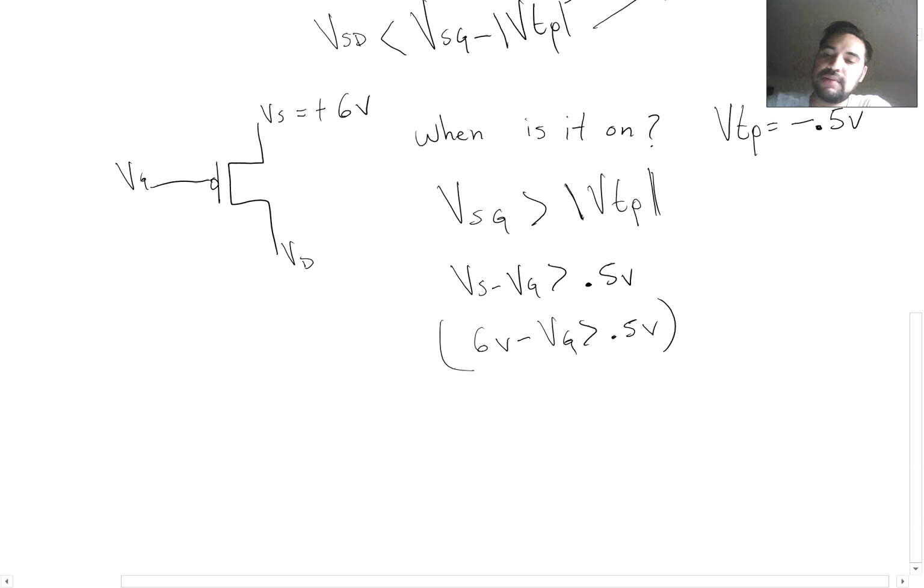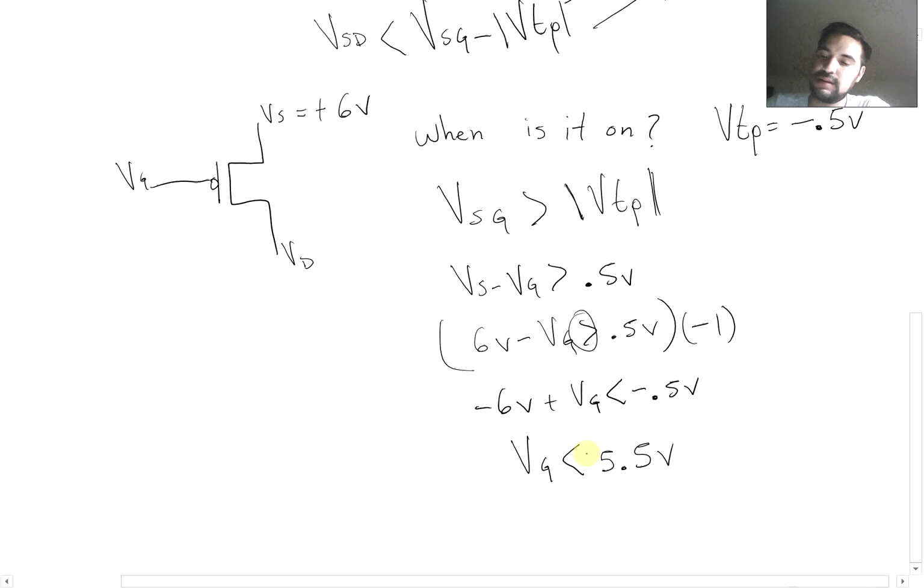Let's multiply it by minus 1. It's going to be minus 6 volts plus Vg, and this is going to switch, has to be less than minus 0.5 volts. So Vg has to be less than 5.5 volts. This is going to be positive. That's going to tell us when it's on.